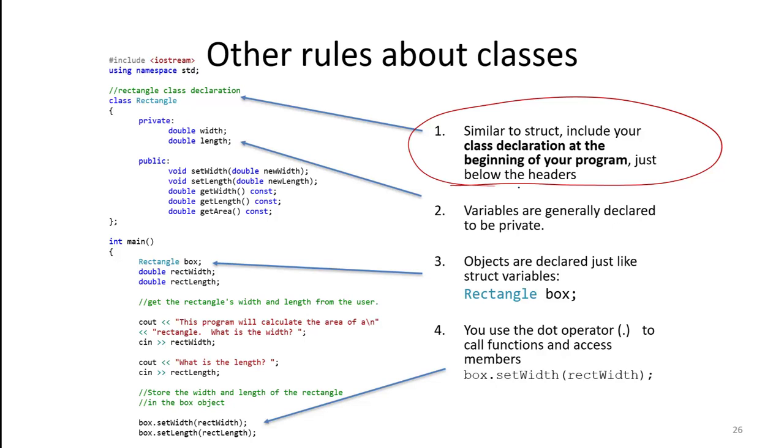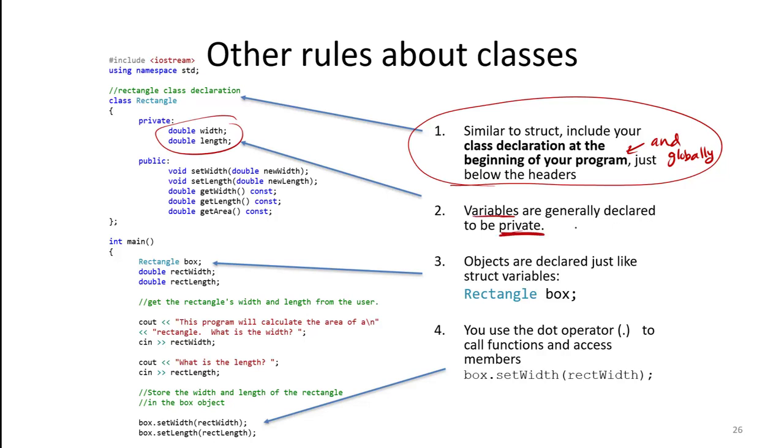Also notice that this declaration is global, so any functions can access it. We do not put the class declaration in main. We want to have our classes typically declared globally so that everything can access them. In rule number 2, you see that generally we declare our variables to be private.